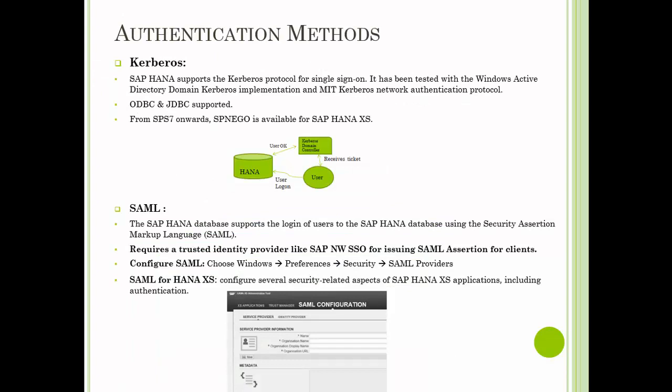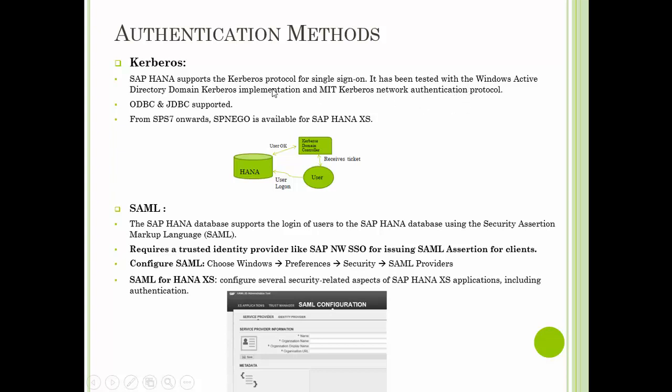Now let's get into details of each. Firstly, the Kerberos method of authentication. To implement this, we need to install the MIT Kerberos client software on the host of the SAP HANA database. Make sure this is done. So basically, SAP HANA supports Kerberos protocol for single sign-on. It has been tested with the Windows Active Directory domain Kerberos implementation and MIT Kerberos network authentication protocol.